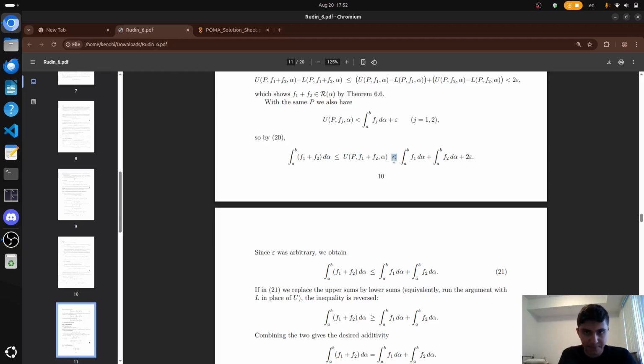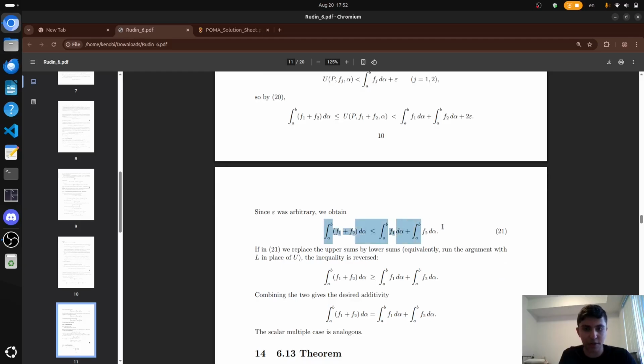This thing is going to be less than the integral from a to b of f1 d alpha plus the integral of a to b of f2 d alpha plus 2 epsilon. So you're just taking this inequality over here and adding them together to get this. And since epsilon was arbitrary, we get this inequality over here.